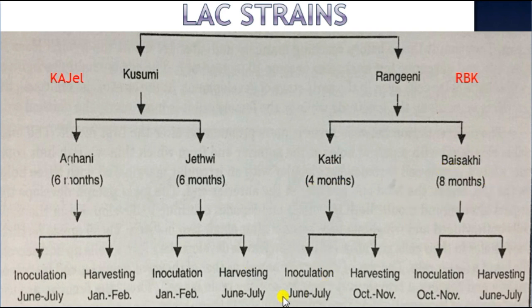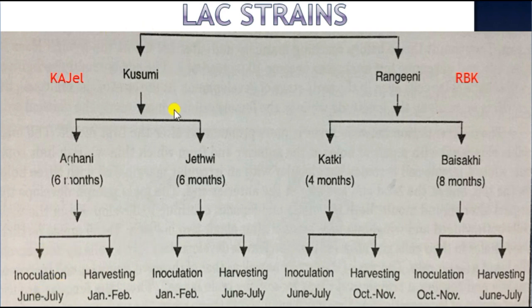The Katki season also starts from June to July and the harvesting will be done during October to November, that is after 4 months. As soon as the Katki season is over, the Baisakhi season starts with inoculation in October to November. Then after the 8th month, the harvesting will be done during June to July. You can remember these months easily as there are only 4 months involved here, as the inoculation month for one season will be the harvesting month for another.